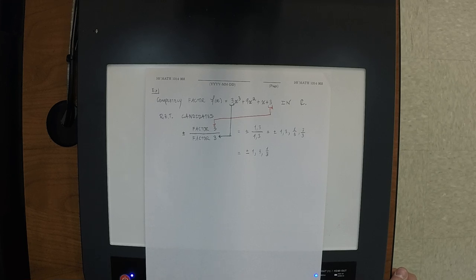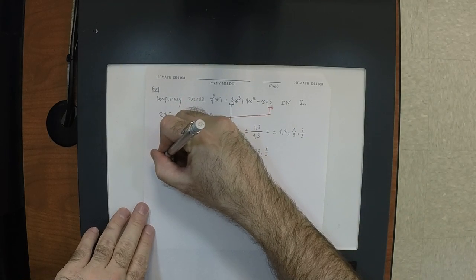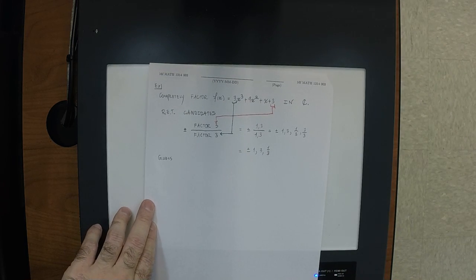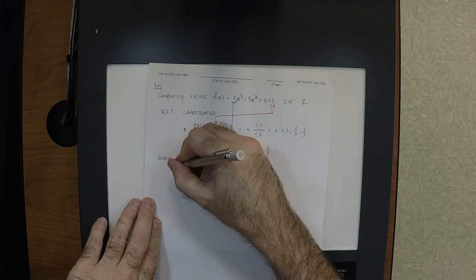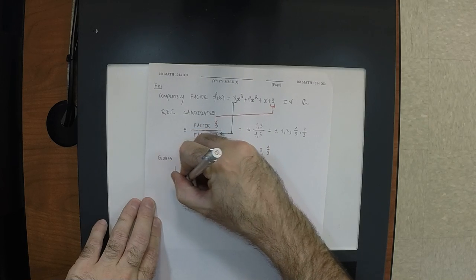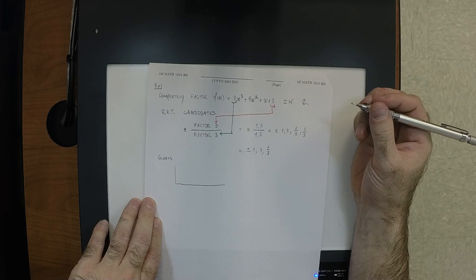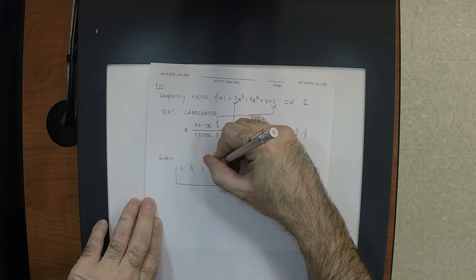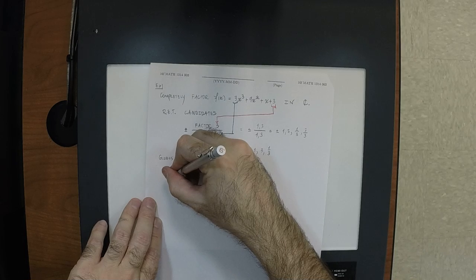So now what? Start guessing. Questions like this are one of the motivations for why you need to be good at Horner's scheme, doing that table, because you've got to be able to quickly eliminate guesses. So what numbers go in the top row? 3, 9, 1, 3. And what number do you want to guess? You want to guess a third.